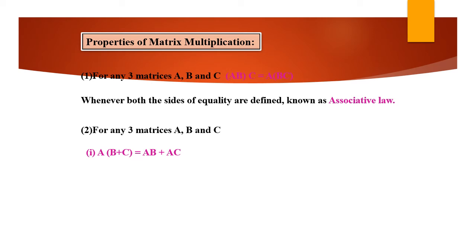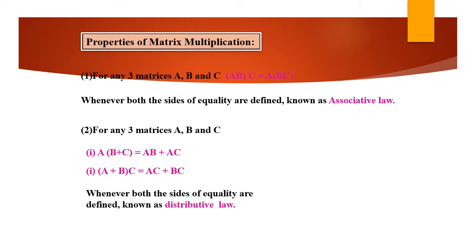Second property, for any three matrices A, B and C, A into B plus C is equal to A into B plus A into C. Second, A plus B into C is equal to A into C plus B into C whenever both the sides of the equality are defined.